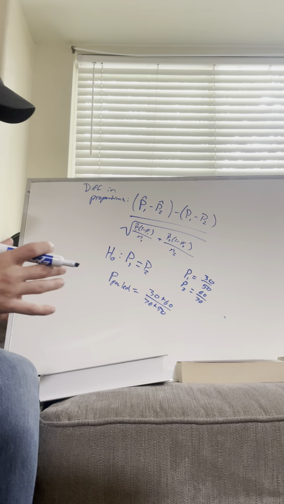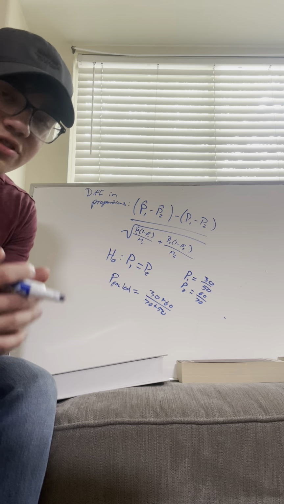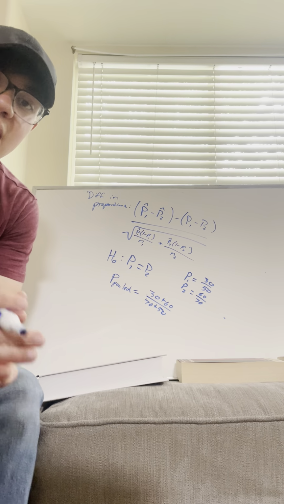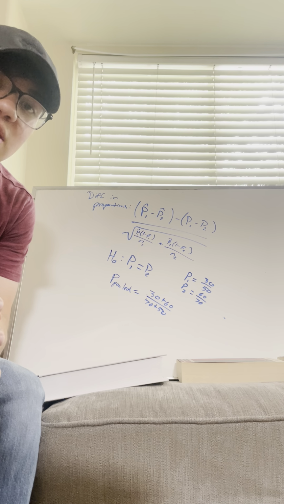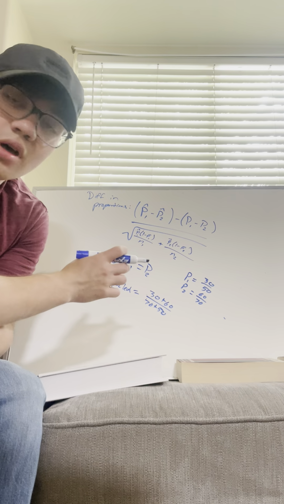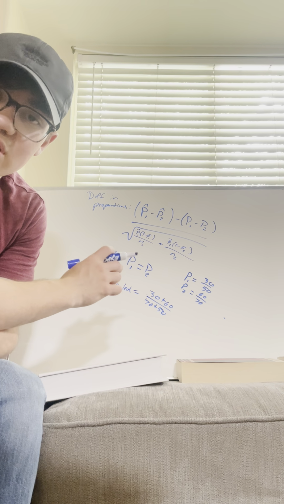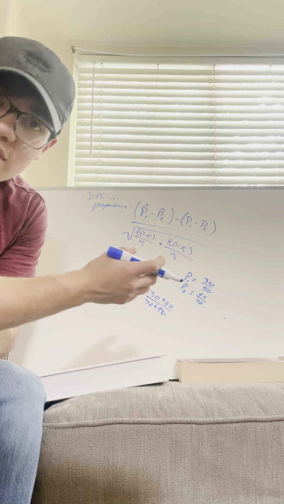And the reason why we're doing this is that our assumption, our null hypothesis, is that those two proportions should be the same. And so we're finding the likelihood of the difference that we observe existing if they have the same proportion.